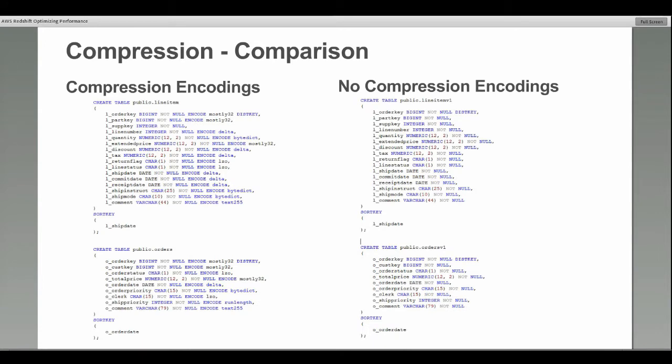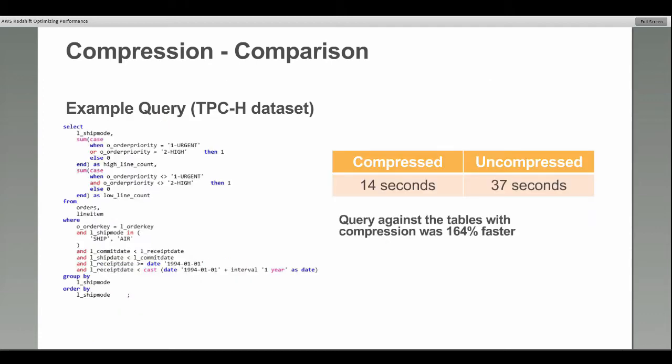So here's an example. On the left side, you'll see compression encodings where I have two tables that are compressed. And on the right side, you'll see that I've skipped the compression encodings. And if I run the same query that I highlighted earlier from the TPCH dataset, you can see that the compressed table performed significantly faster than the uncompressed table. And again, this is because there's less data stored on disk, less I/O in getting that data back out when I execute my SQL query.